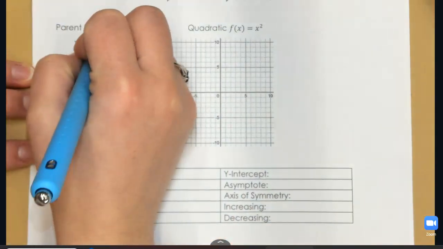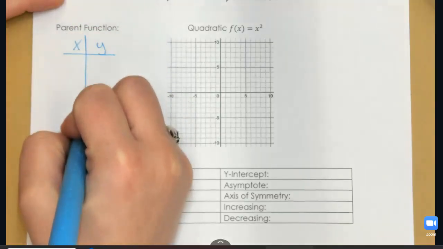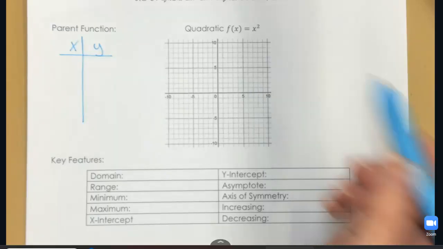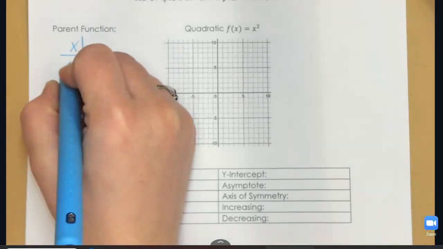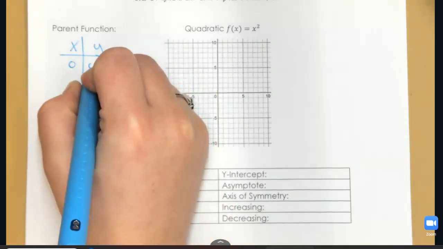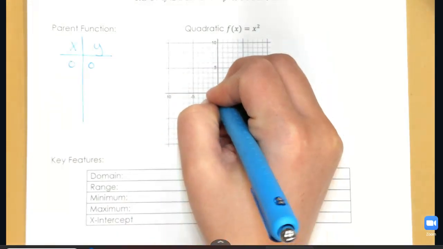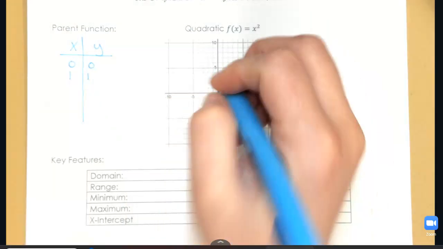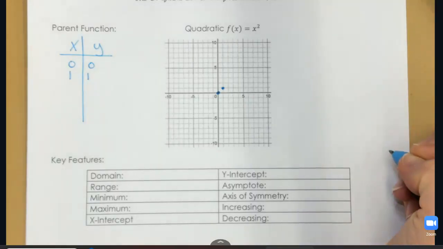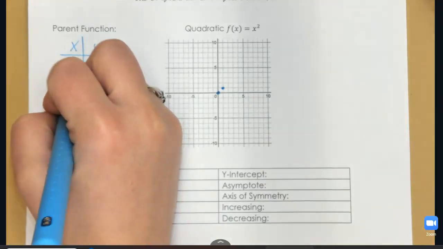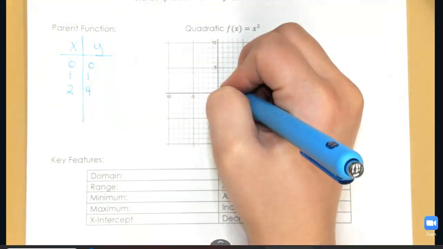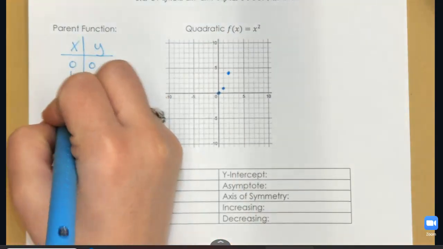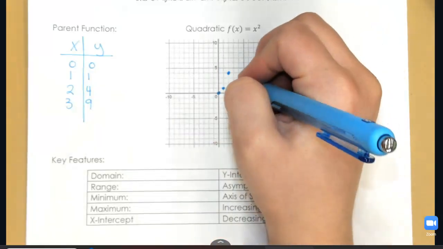So if I wanted to know what that parent function looks like, I could make a table to plot some points on the graph and connect the dots. So one input for x I could have is 0. 0 squared is 0, so I know I have a point (0, 0) on my graph. If x is 1, 1 squared is 1, so I know I have the point (1, 1) on my graph. If x is 2, 2 squared is 4, so I have a point (2, 4). And then another one that I can fit is 3 squared, which is 9.